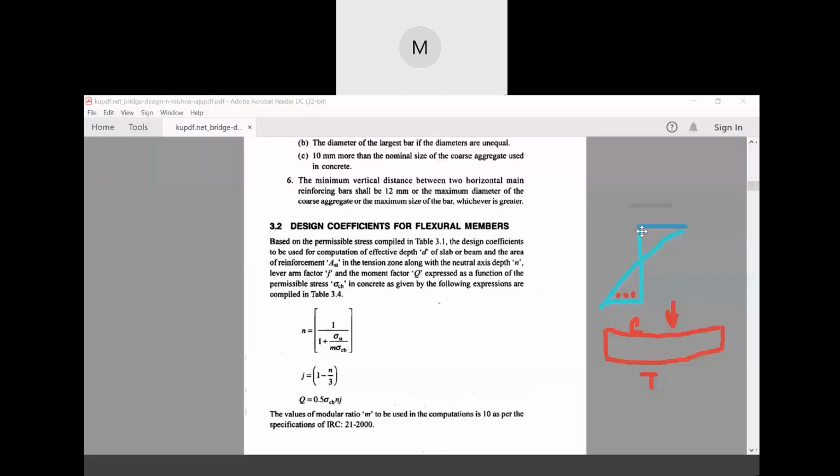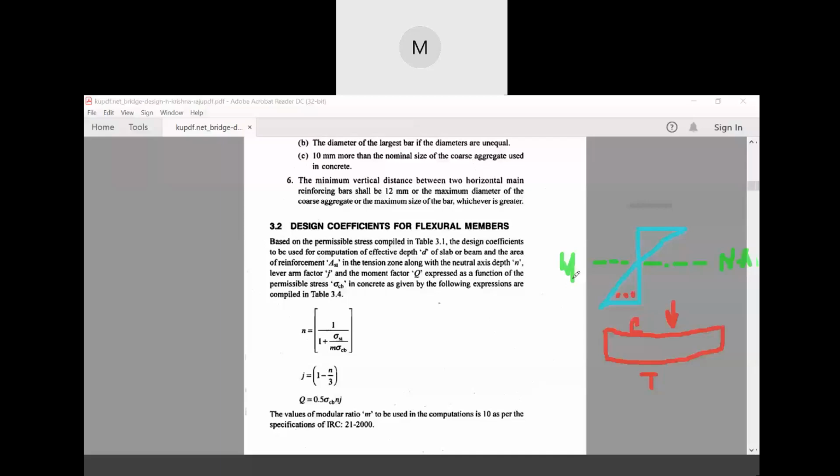Now, this is the compression part, right? This is the tension part. Now, when you combine these two, the stresses are zero at an imaginary axis where all the stresses are what? Zero. So this is called neutral axis, N A. Neutral axis depth can be found out by this formula. Now this N is what? Neutral axis depth.